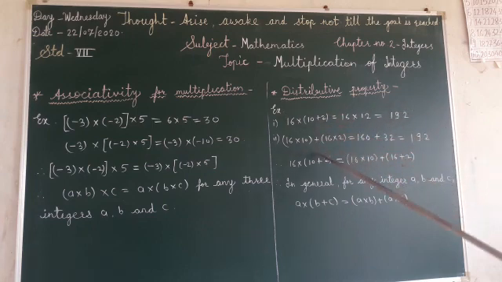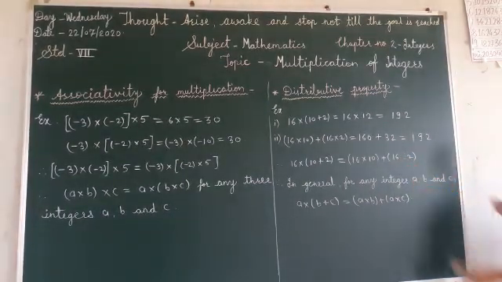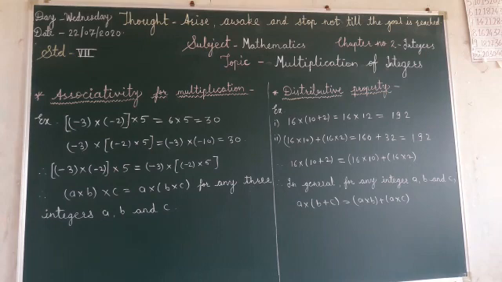So we can write that 16 into, in bracket, 10 plus 2 is equal to 16 into 10 plus 16 into 2. So make the correction here. We can write in general, for any integers a, b and c, a into, in bracket, b plus c is equal to a into b plus a into c. This is the distributive property. This property also you have to write in your classwork notebook. Thank you, students.